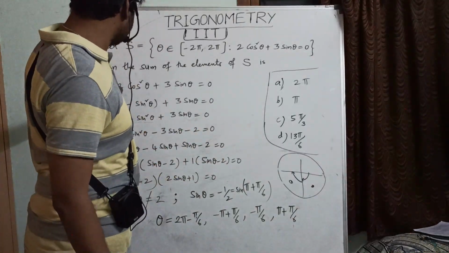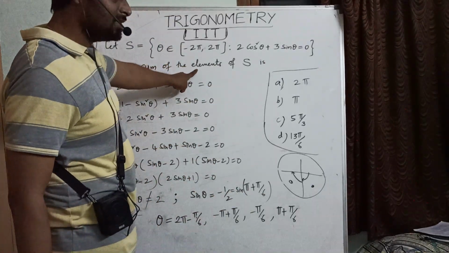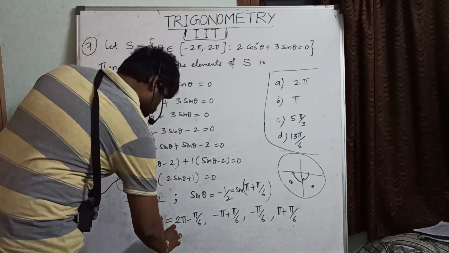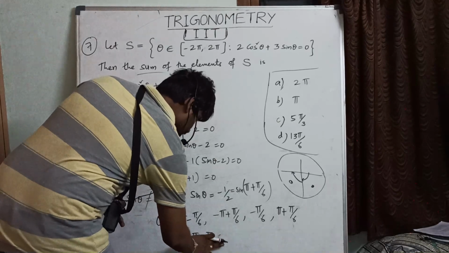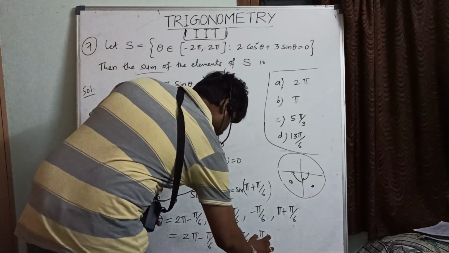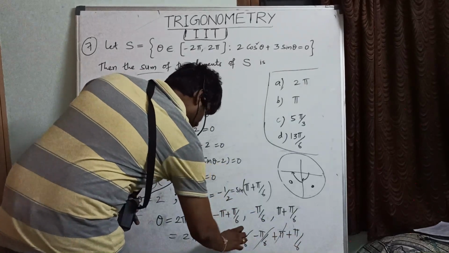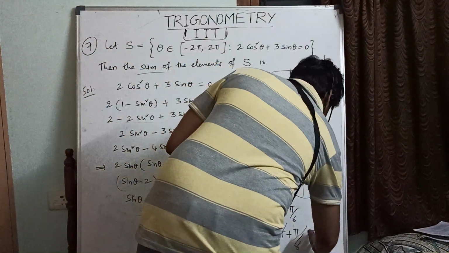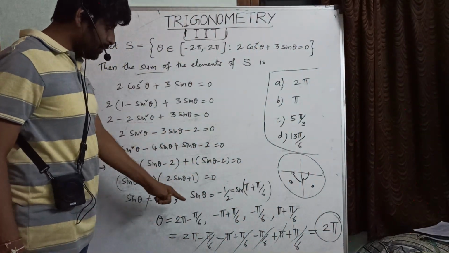So what are the possible values? We need the sum of all elements of S. These are the possible elements of S. Let us add all these. What do we get? 2 pi minus pi by 6, minus pi plus pi by 6, minus pi by 6, plus pi by 6. If you observe, all the terms will be cancelled. What will be left? 2 pi. So 2 pi is the result, the sum of all possible angles here.